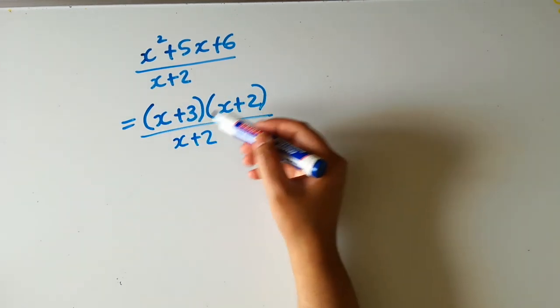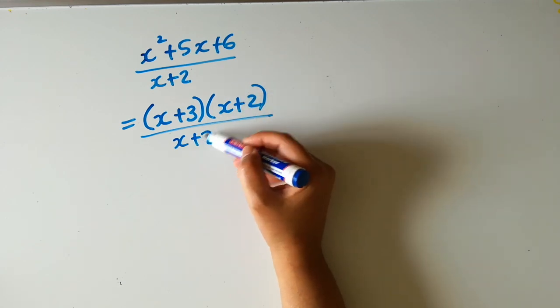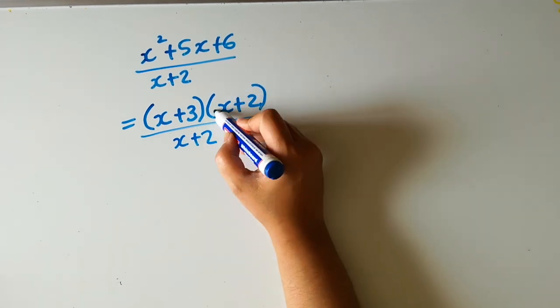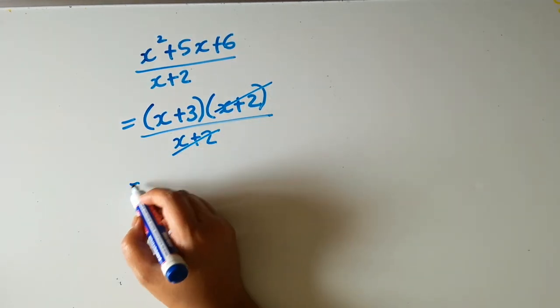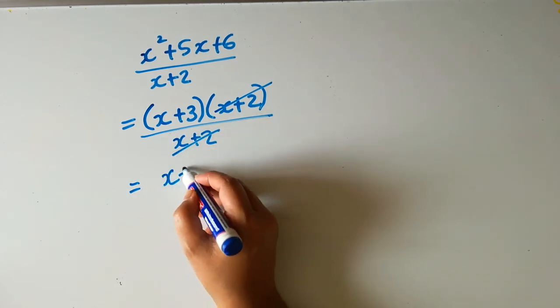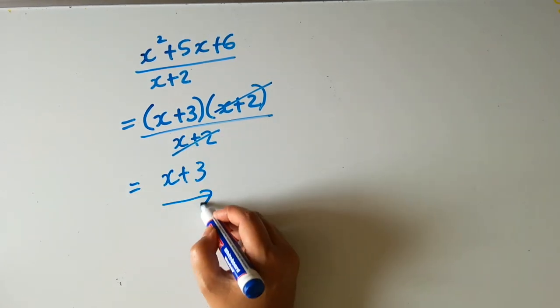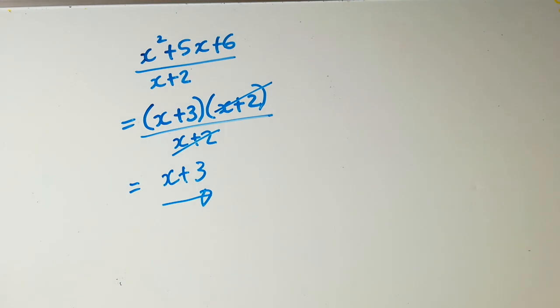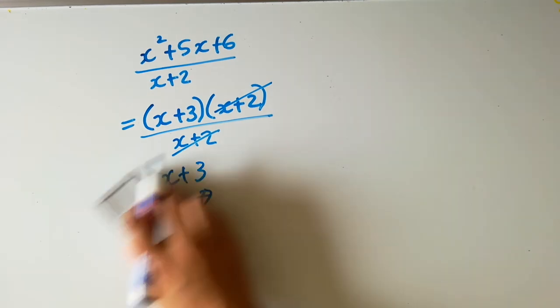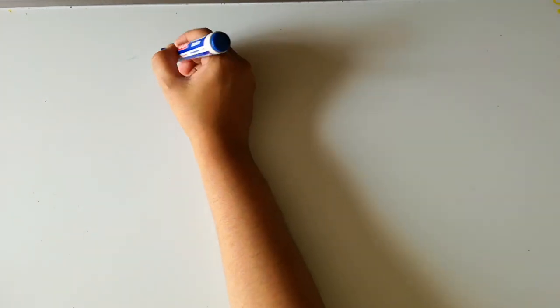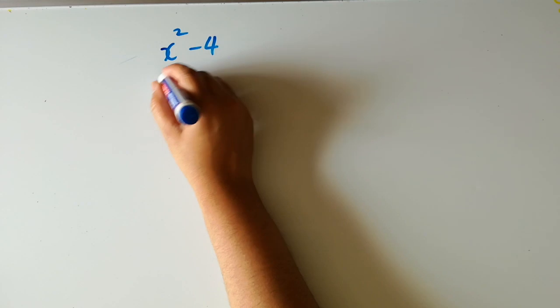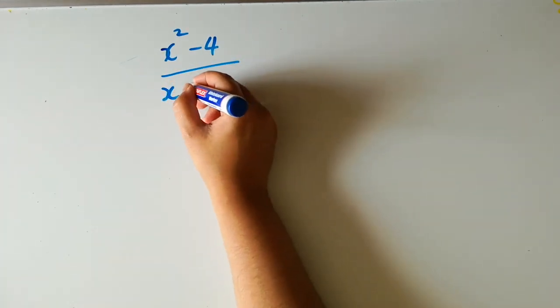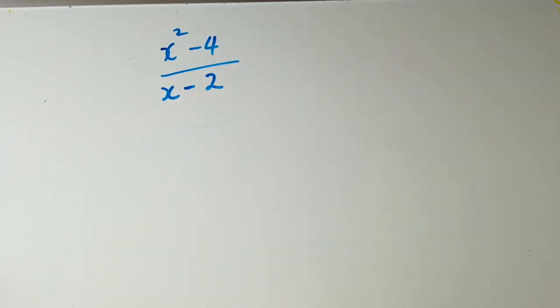We have something on the top and the bottom. We're going to divide them both by x plus 2. So that will go, that will go. We'll end up with x plus 3. And let's do one more example. Let's say I have x squared minus 4 over x minus 2.